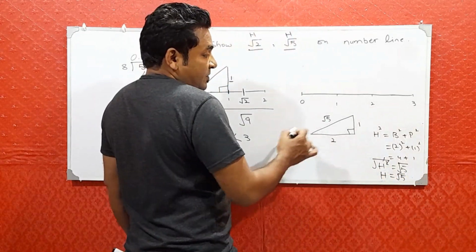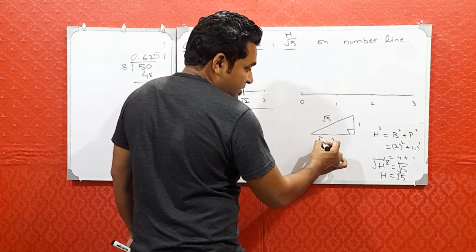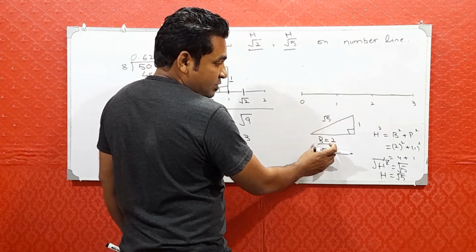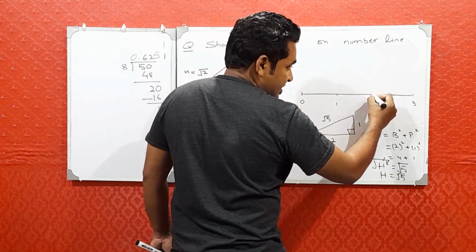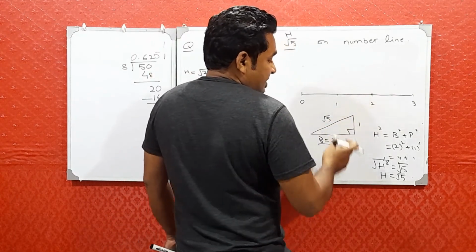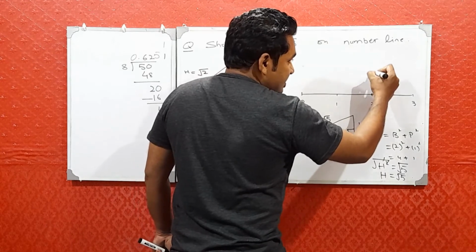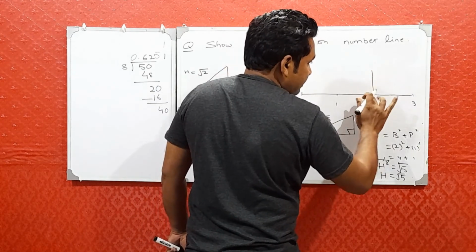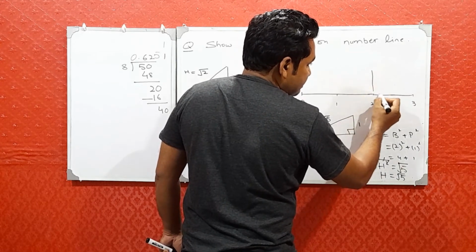Now first of all we are going to show this base on this number line. So base is equal to 2 centimeters, so it means we are here. Perpendicular is 1 centimeter, so draw 1 centimeter. And if you use graph paper, it is very easy.